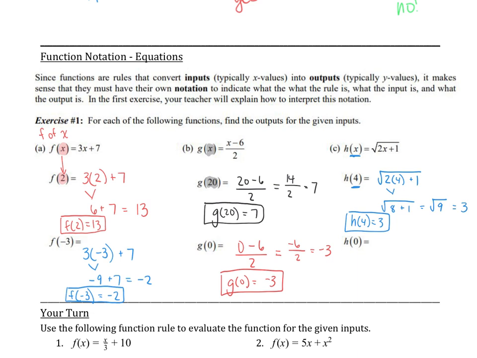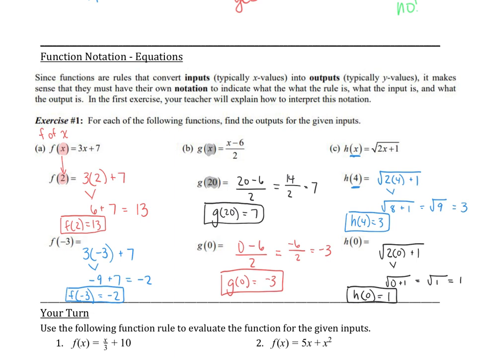All right, our last example here. I have h of 0, so I'm plugging in 0 now. So I have the square root of 2 times 0 plus 1. Well, 2 times 0 is just going to be 0 plus 1, which is just 1. The square root of 1 is just 1. So my final answer would be h of 0 equals 1.